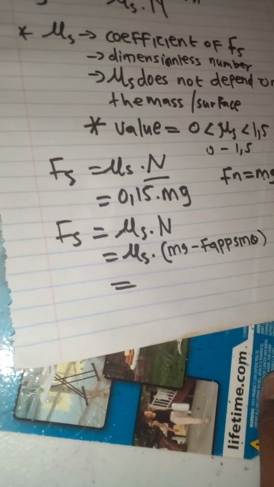Okay, so now let's do another scenario. If I have this block here, 2 kg, and they want the static friction, then static friction is equal to mu s times normal, so it will be mu s times mg. Then you calculate and get your answer. The reason I'm saying times mg is because the 2 kg doesn't have any force applied on it, so Fn is equal to mg.